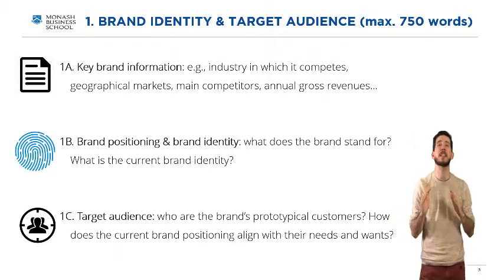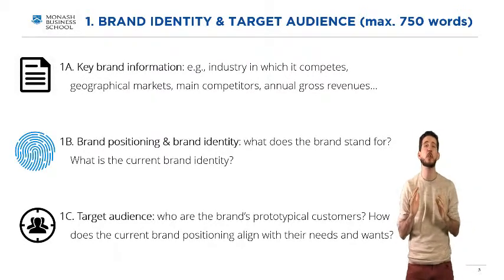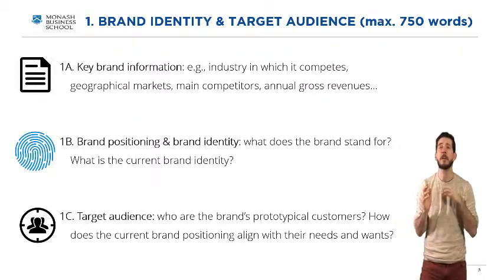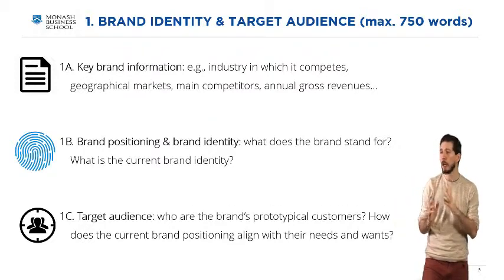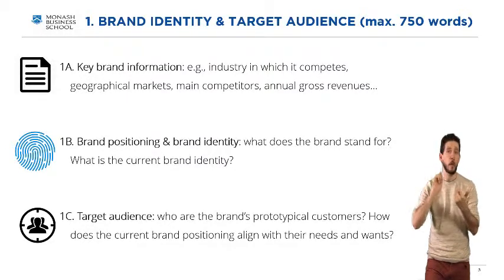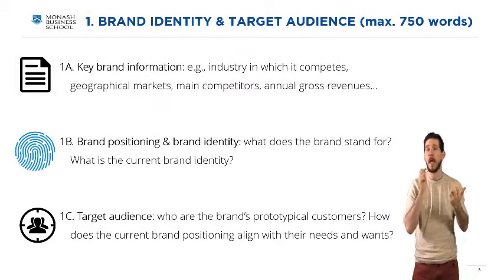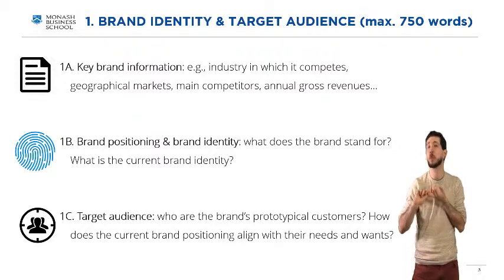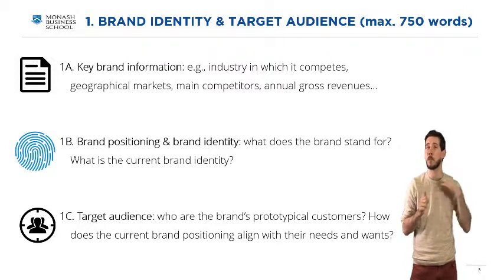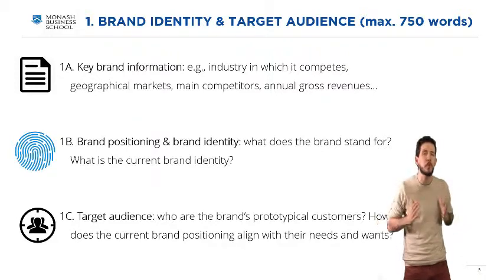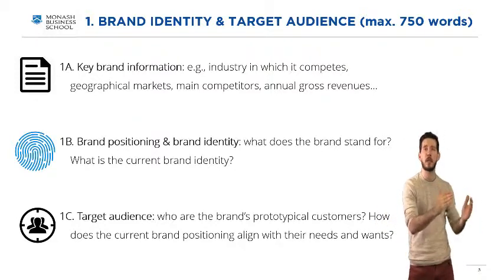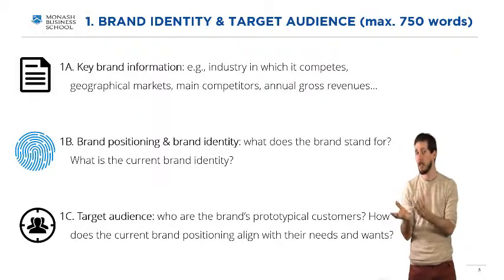Now, section 1 is key brand information. In this section, you want to give the reader a brief glimpse, a snapshot, of the more macro strategic aspects of a brand. And by this I mean in which industry they operate, who are the main competitors, what's the annual turnover in terms of revenues, and probably the geographical markets in which the brand is most prominent. You just want to guide the audience into what the brand is at a broader business level.